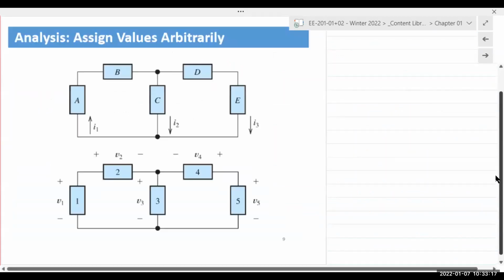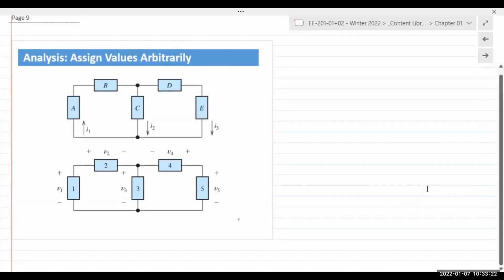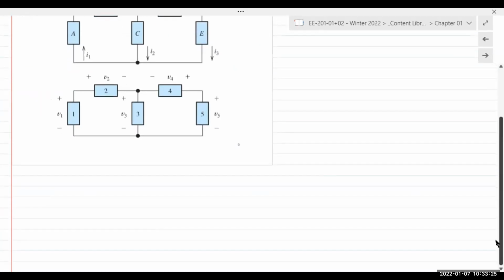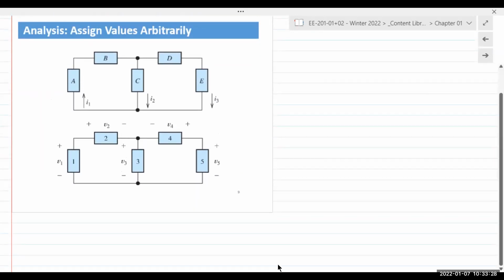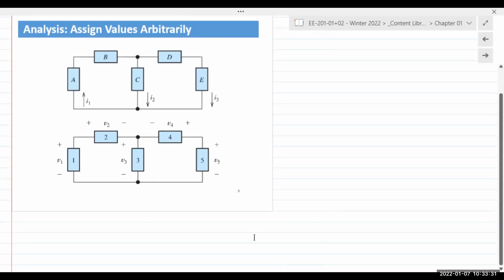All right. Okay. So when we first begin circuit analysis, we assign values arbitrarily or completely randomly. When we begin, we have no idea about current flow. We have no idea about voltage polarity. Now, current, of course, is defined as the rate of flow of charge, right? Current is represented by the letter I and has units named after Ampere, or A for short.